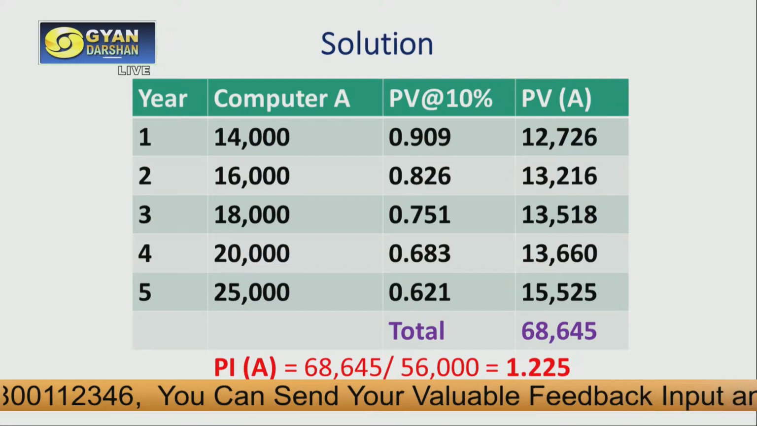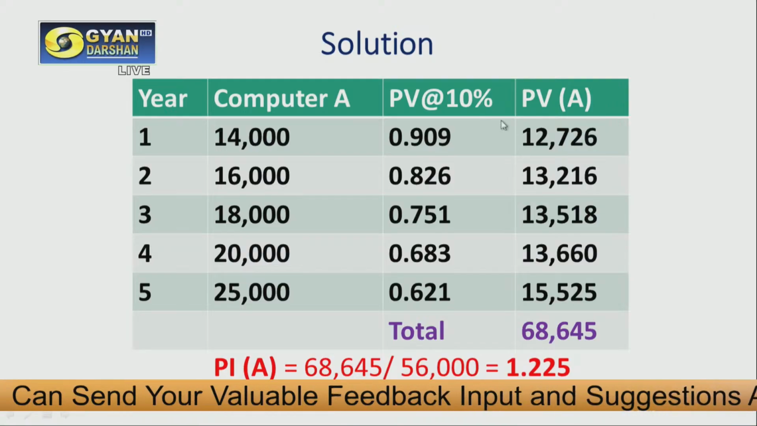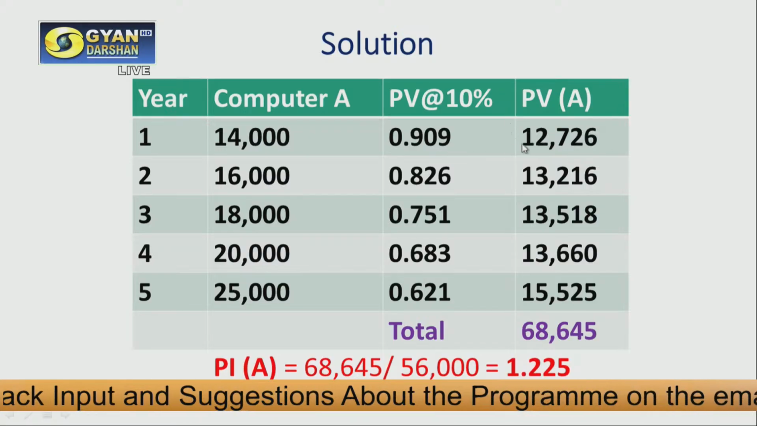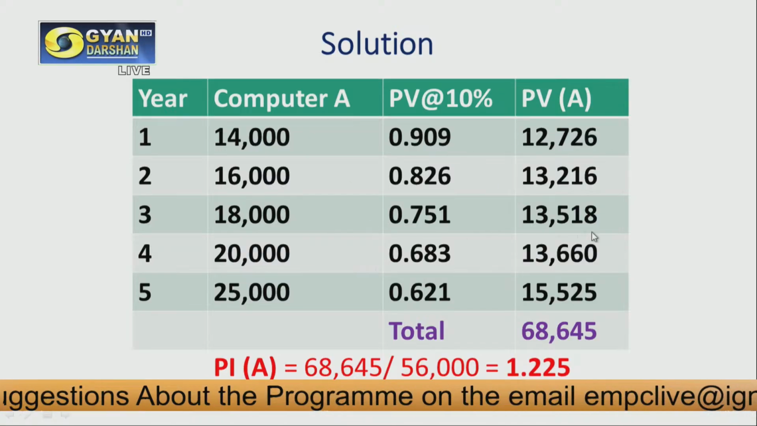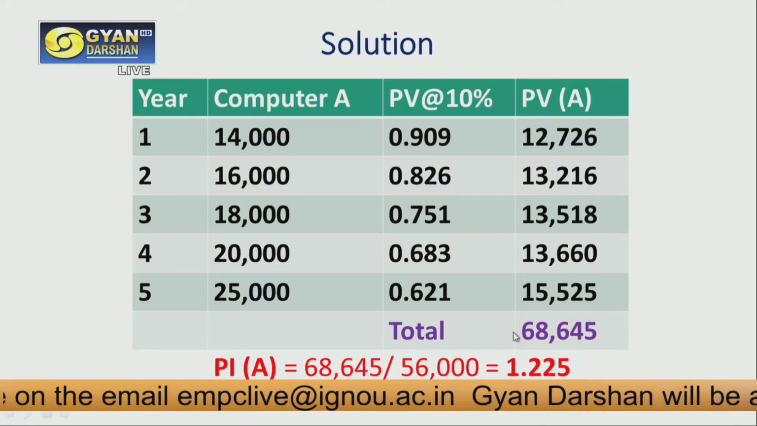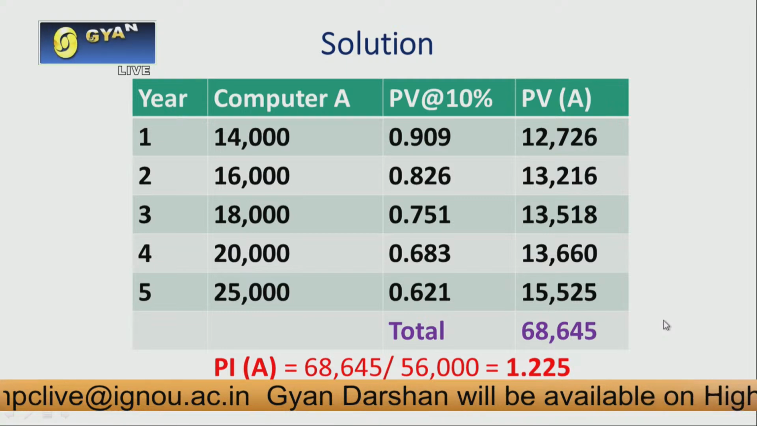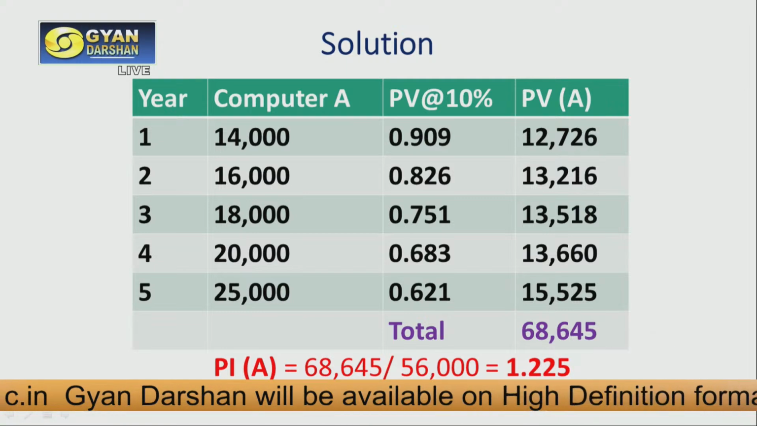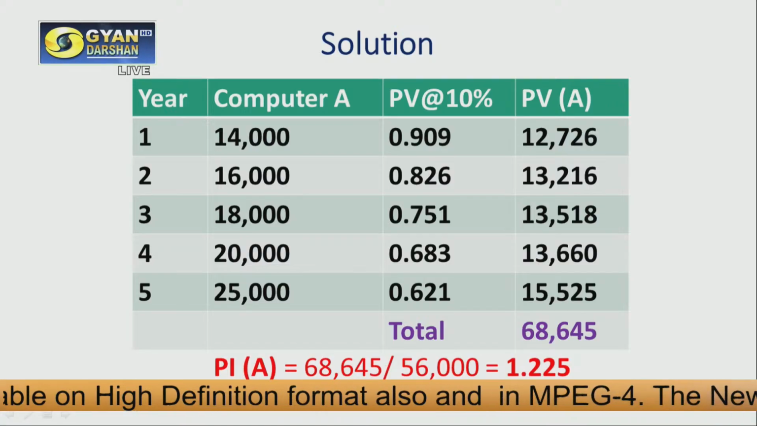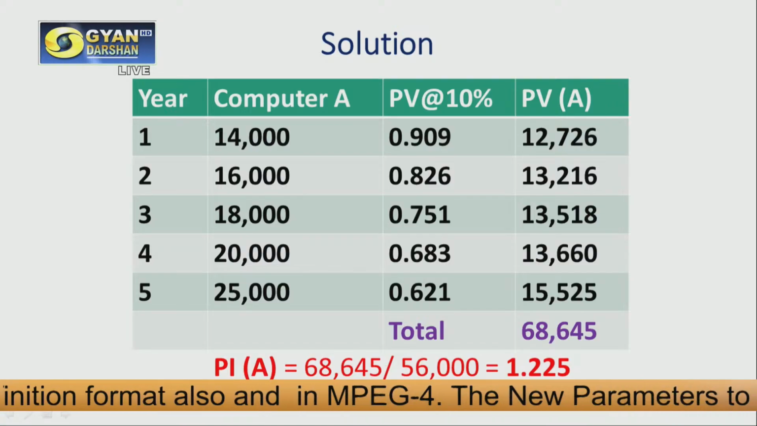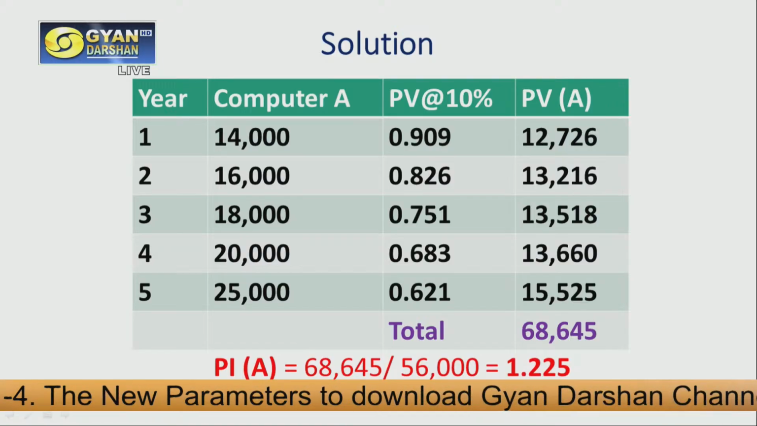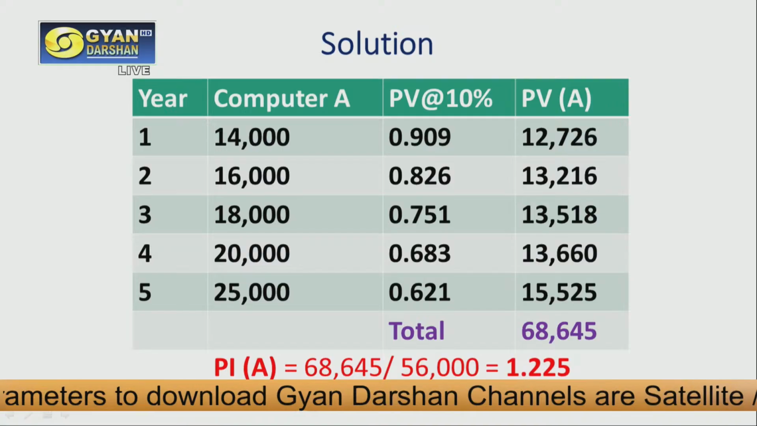This is similar to what we used for NPV calculation. And we need to multiply 14,000 with the first value, that is 0.909, to get this value. And similarly, by multiplying these row-wise, we get these values, which are present values. Now, by adding these 5 values, we can get the total amount, that is 68,645. And the PI formula says that we need to divide the present value of cash inflows by cash outflow. So the cost in case of computer A is 56,000. Now, by doing this, we get the PI value for computer A, which is 1.225.